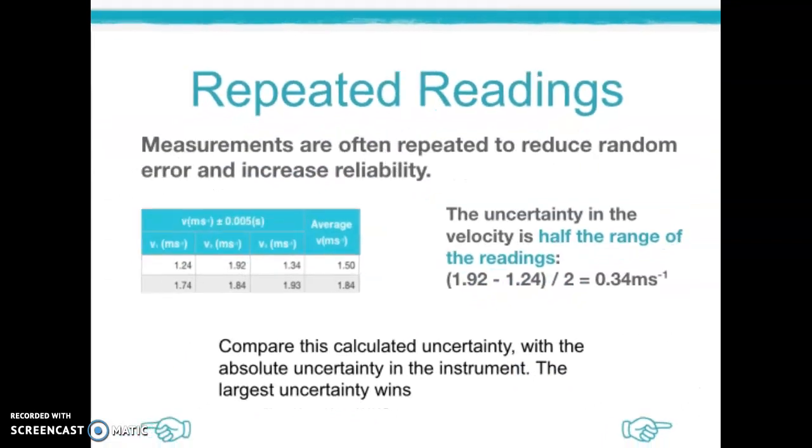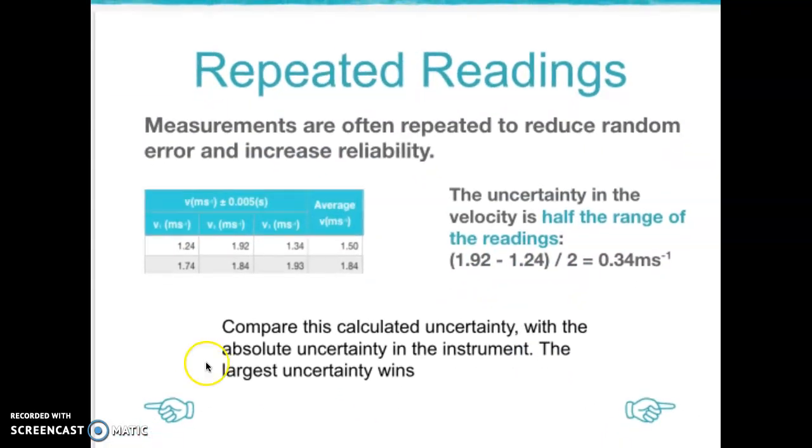So the way that I calculate that is I take the maximum and minimum values in that range, which is 1.92, which is the maximum, 1.24, which is the minimum, and I divide that difference by 2. That gives me a new range, 0.34. And this is how I express the uncertainty in the velocity.